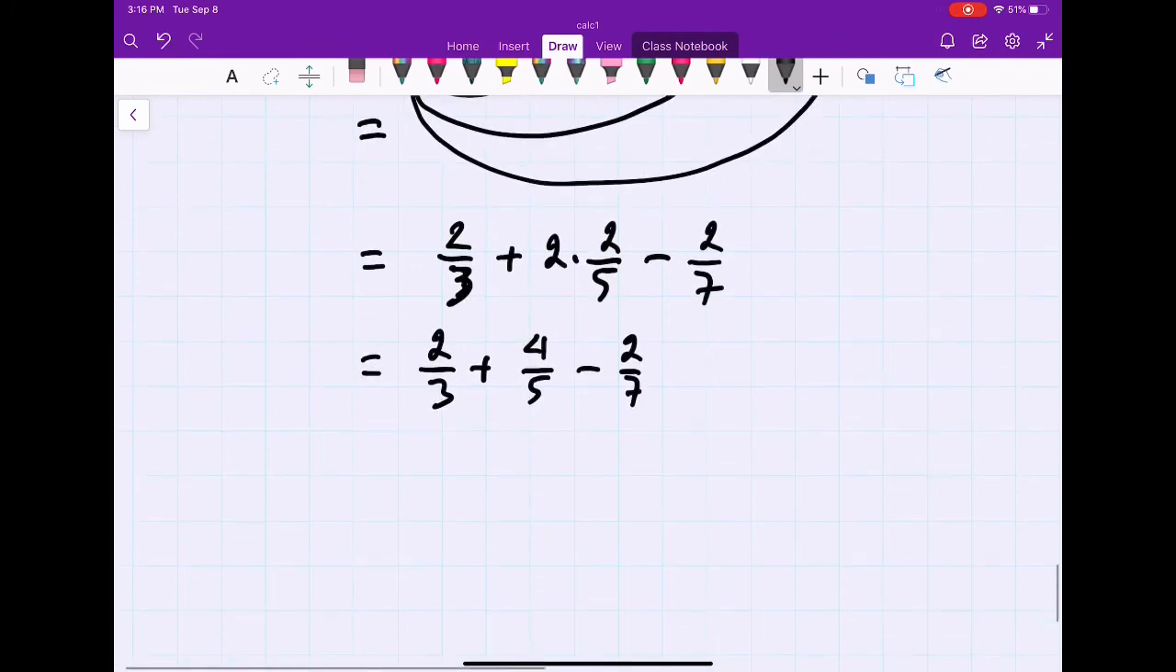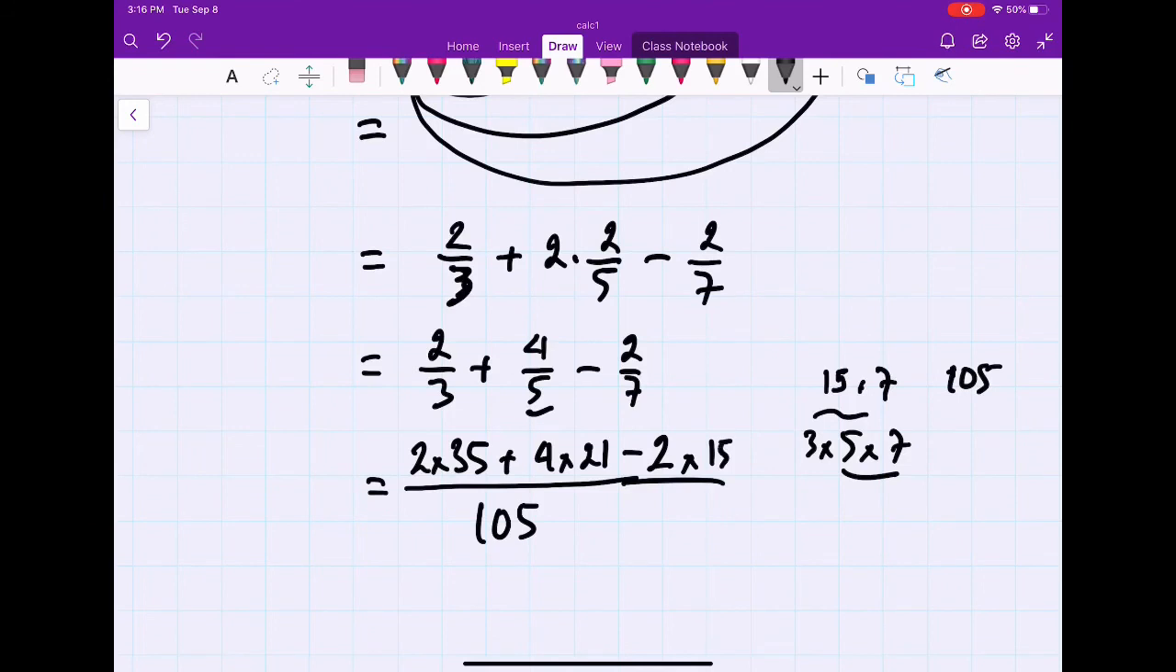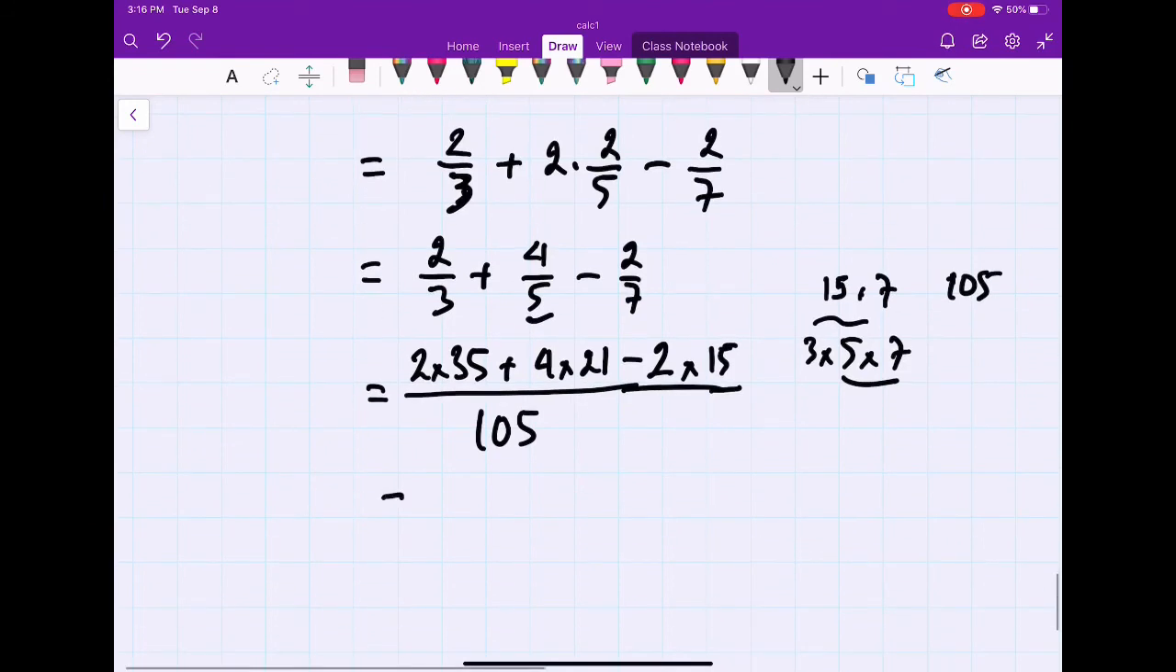The common denominator is the product of 3 times 5 times 7. 15 times 7 is 105. So I have 105 in here. This times 35, this times 4 times 21, minus 2 times 15. And the answer is equal to 16/105.